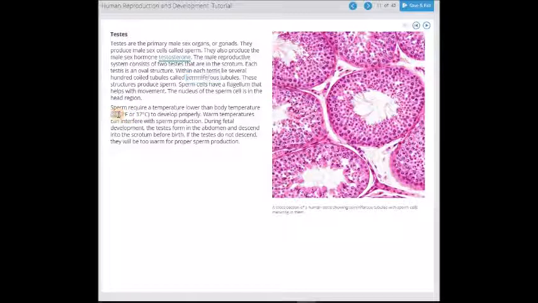and this is your average body temperature. It has to be lower than this, so warm temperatures can interfere with sperm production, which is why the testicles are usually kept outside of the body.